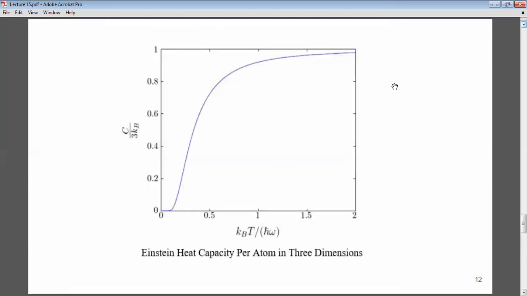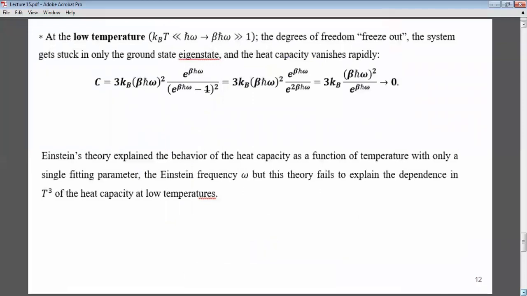And this is what's happening here. At very, very low temperatures, C is almost 0. At very, very high temperatures, C over 3 kB is constant as a function of T. In between we have a figure like this, which is difficult to draw by hand. We use a computer or a model to draw it.